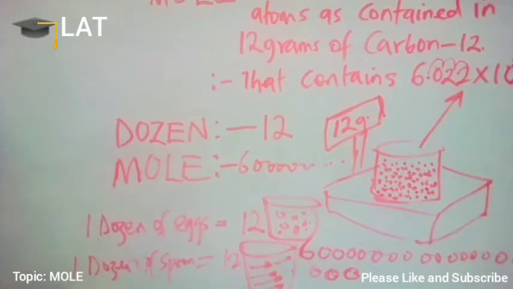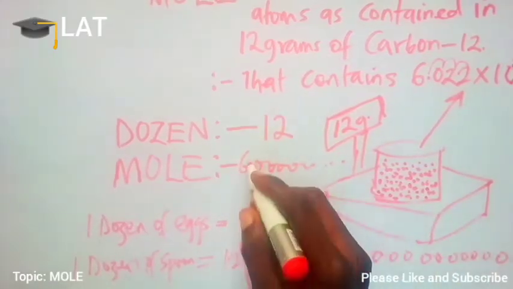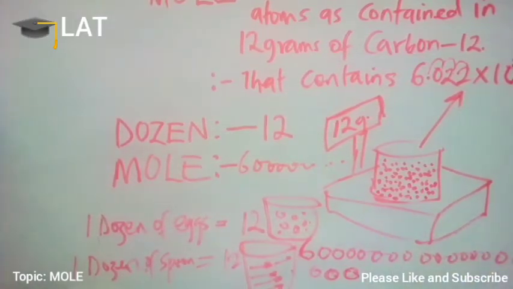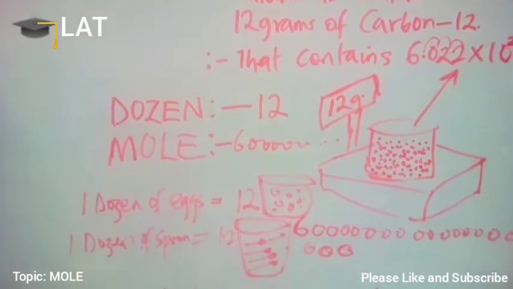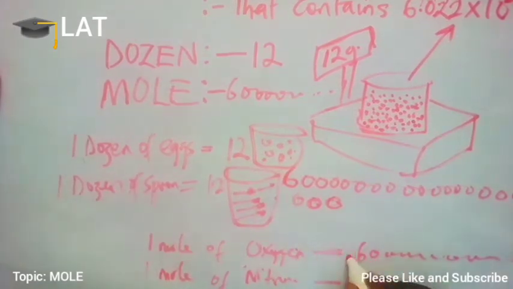if you get 1 mole of oxygen, that means you have to count 6 whatever value, 6 trillion, billion, or jillion, I don't know what you call this. You have to count that figure, 6.0 times 10 raised to power 23. And 1 mole of any other element, let's say nitrogen, you still have to count that figure. If you calculate their weight, it can never be the same.